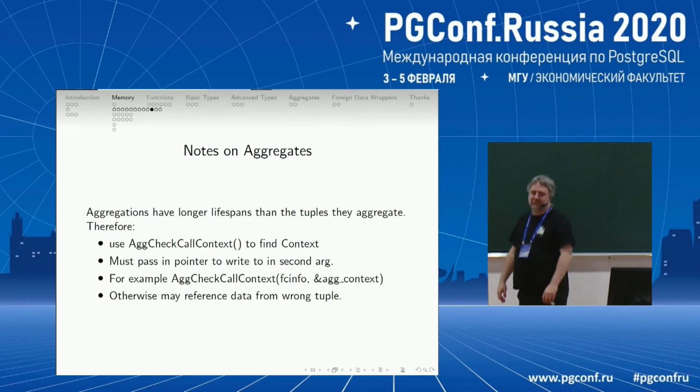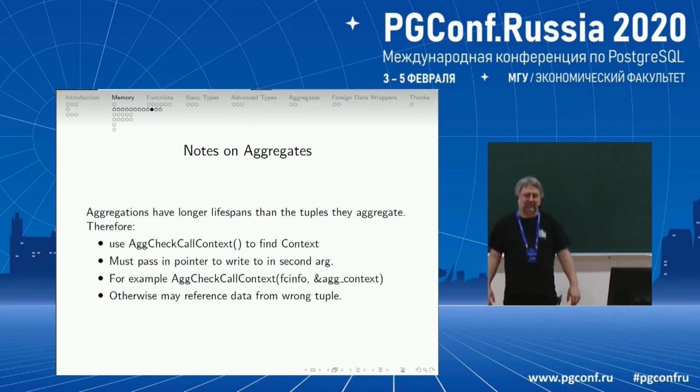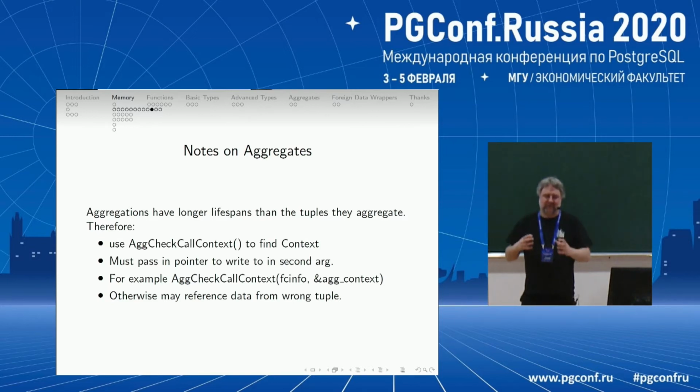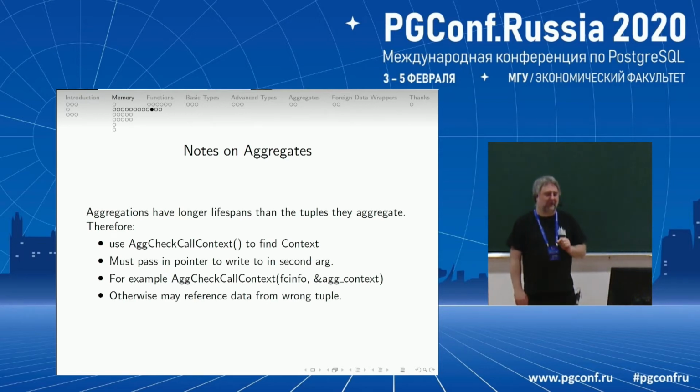Notes on aggregates. You're going to note that one difference between a per tuple and an aggregate is that your aggregate is going to have some stuff that has to persist between tuples, right? If we're doing a sum, we can't just clear our sum every row we go on, right? So we use a special aggregate context, and the AggCheckCallContext function returns a pointer to that context.